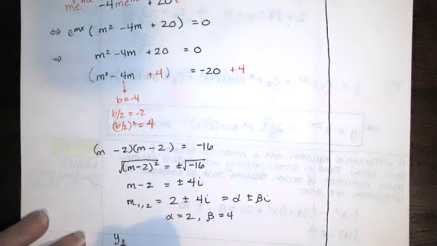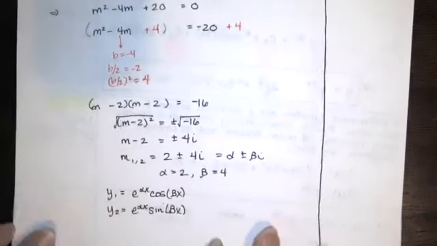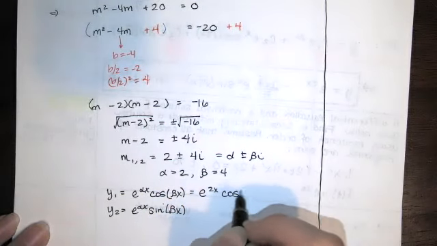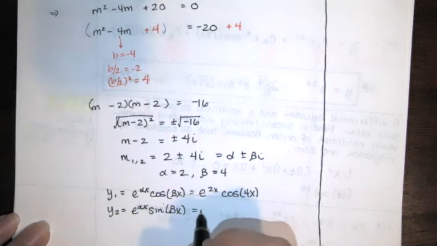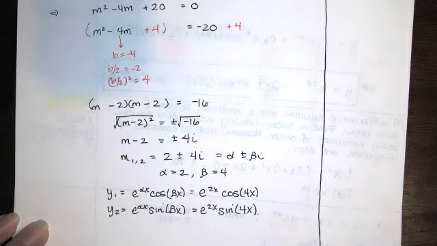So that means our two linearly independent solutions are e to the alpha x times cosine of beta x, and another one that's just like it, but you replace the cosine with a sine. So we'll have e to the 2x times cosine of 4x, and the other one's just going to be exactly the same, but instead of a cosine, you've got a sine.